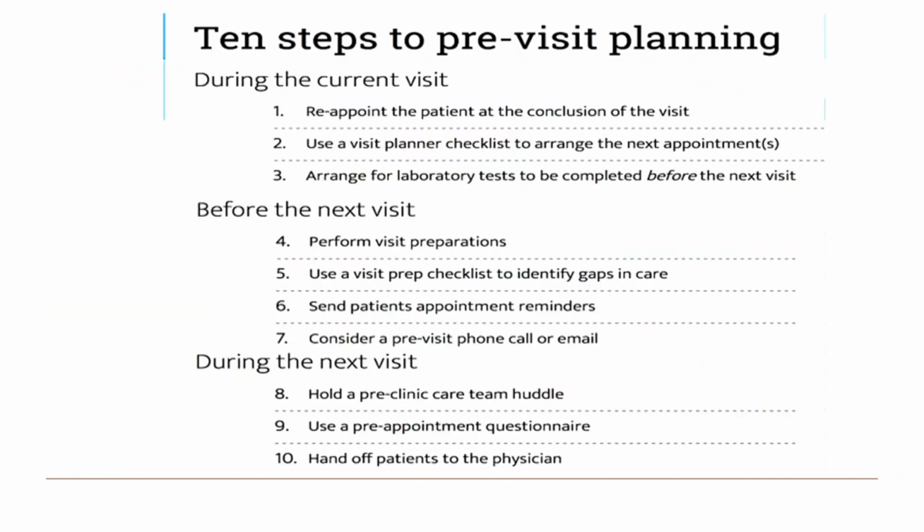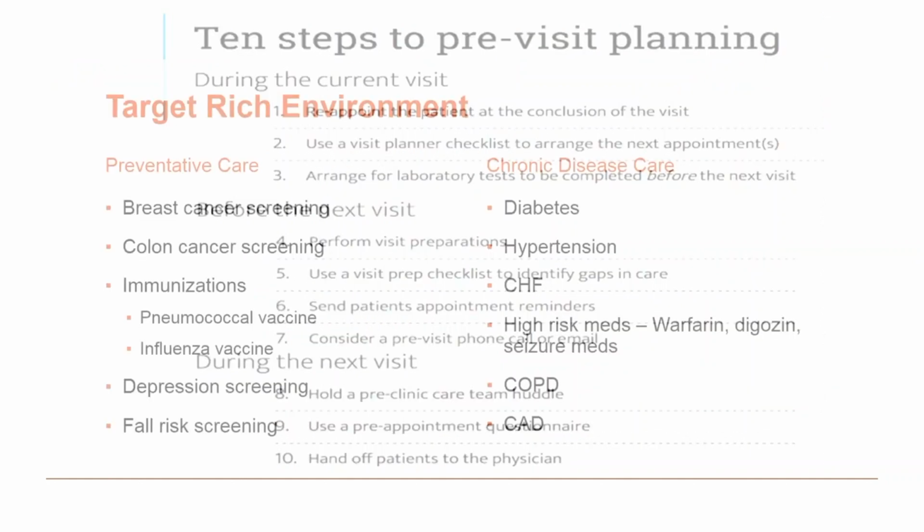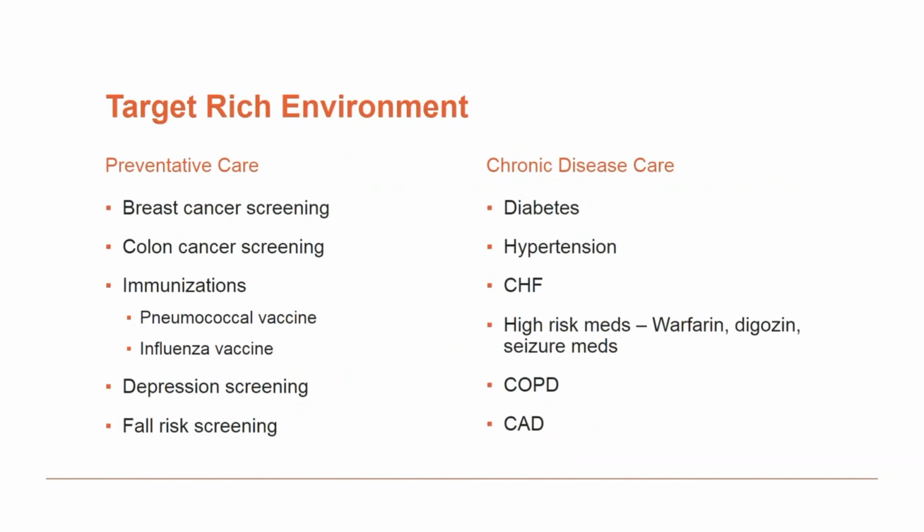So I did mention there were kind of 10 steps conceptually. We're not going to belabor that. Target-rich environment, just saying that there's many things you could do pre-visit planning for. Preventative, chronic disease care. As you start thinking about approaching this or increasing what you're already doing, you don't take on everything. Conditions off your quality reports and off your utilization reports, and off, frankly, the things that affect your patients' lives the most.